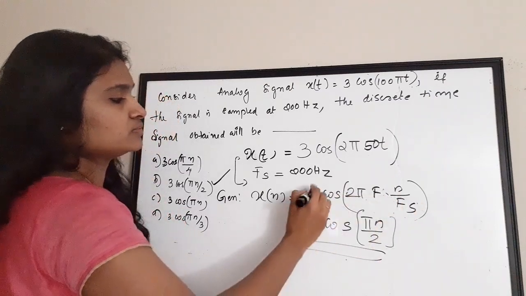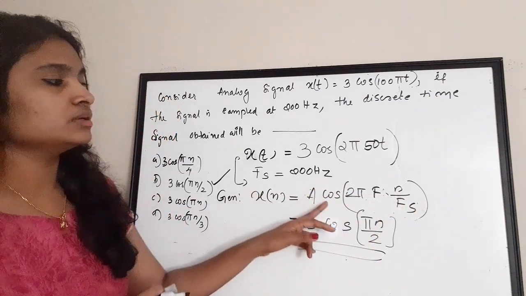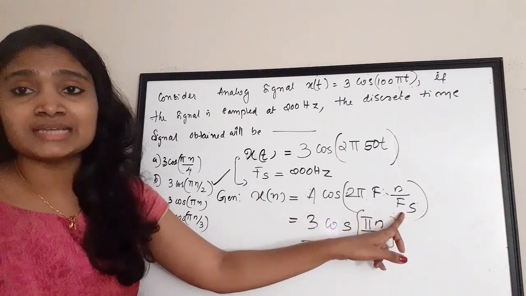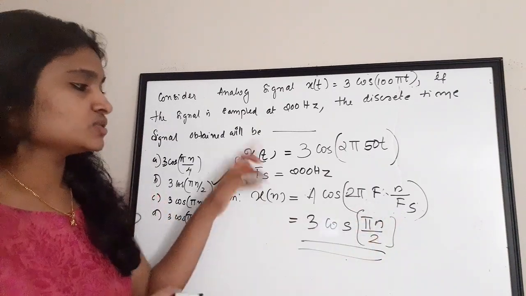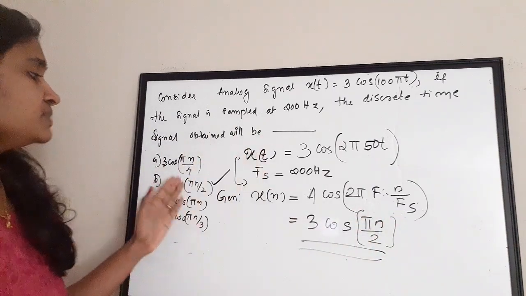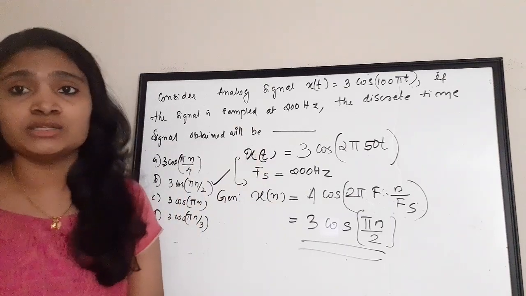This is the equation for converting or sampling the signal with a particular sampling frequency fs. Okay, so the correct answer for this question is option B, which is 3 cos(pi n by 2).